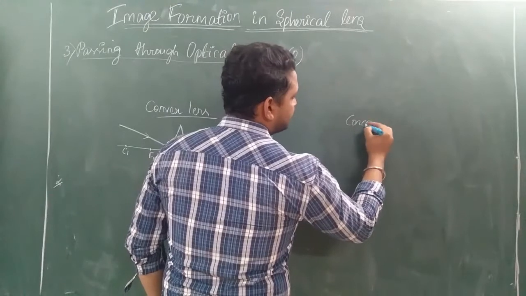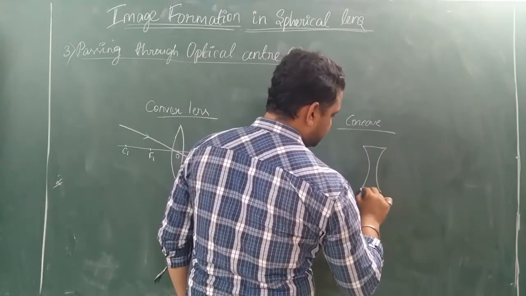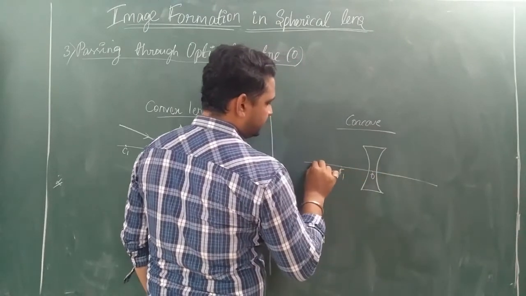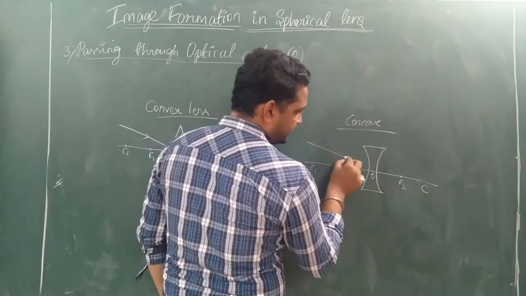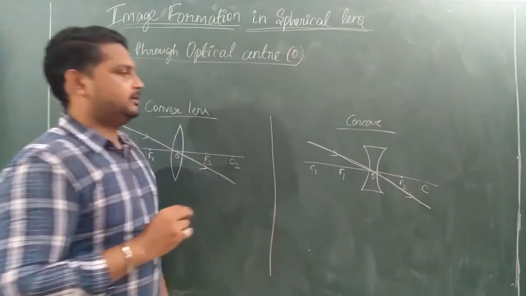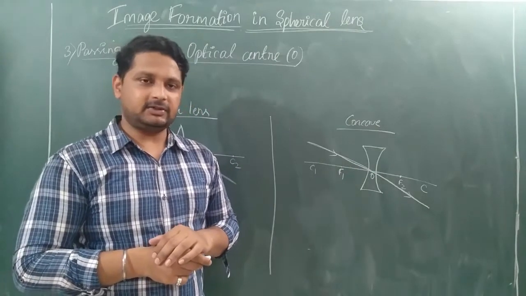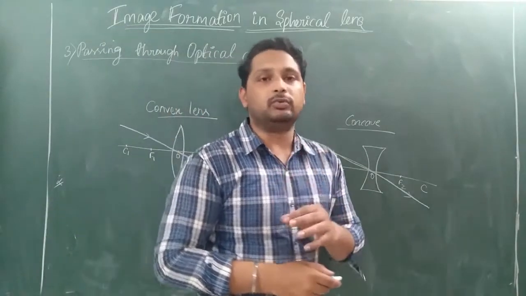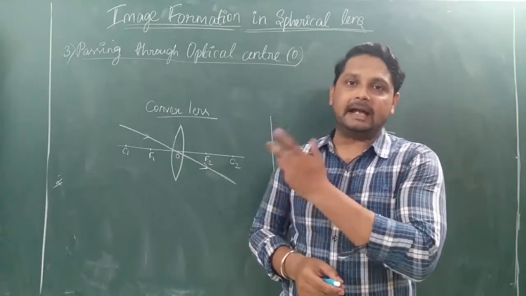In the case of a concave lens also, we can say the same thing. Optical center, F1, C1, F2, C2. Okay. If the incident ray is passing through the optical center, then it will move undeviated. No deviation, there won't be any bending when it passes through the optical center. Understood? So these are the three incident rays, and out of these three we have to take any two. By taking any two incident rays, we can study how the images are formed in a convex and concave lens.